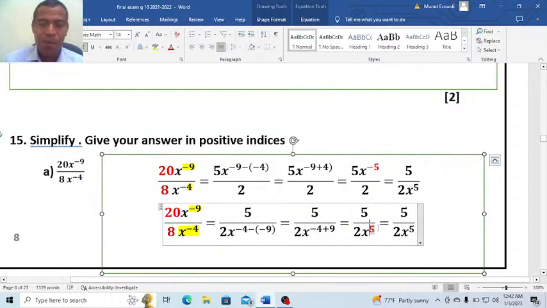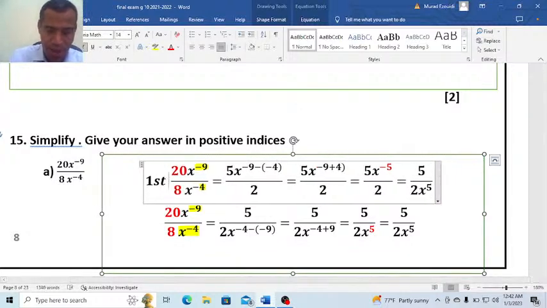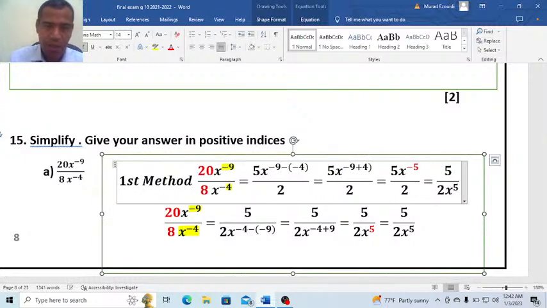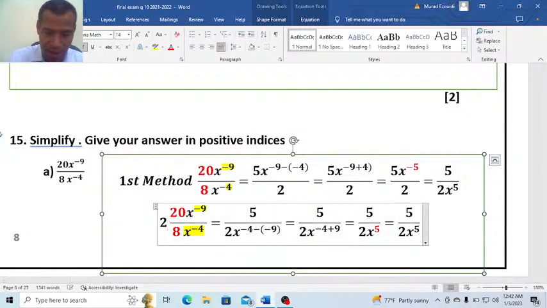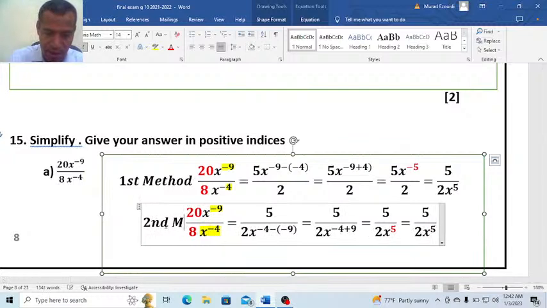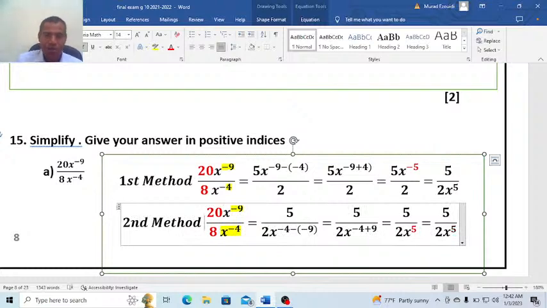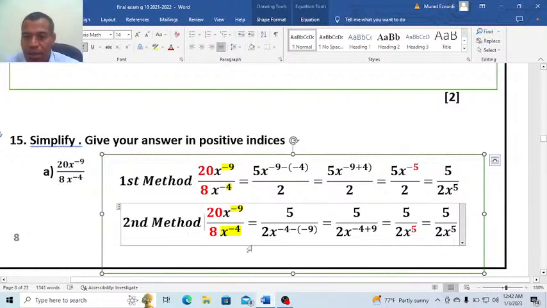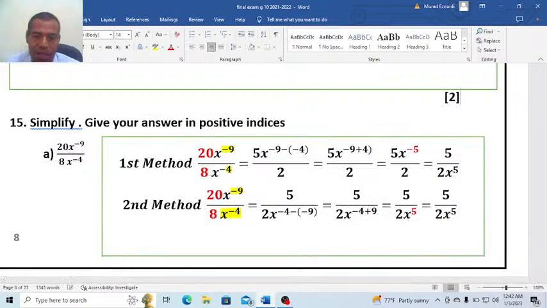Okay, so this is how you can answer this kind of question. This is the first method, and this one is the second method. At least choose one of these methods, maybe it will work for you. Now, learners, if we continue solving, at least it's clear for you.